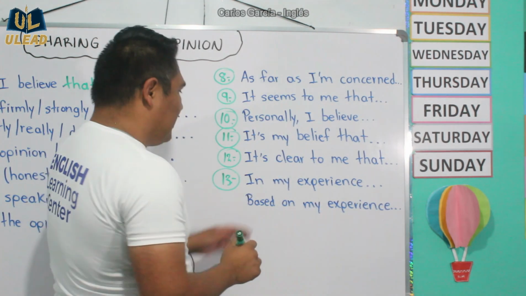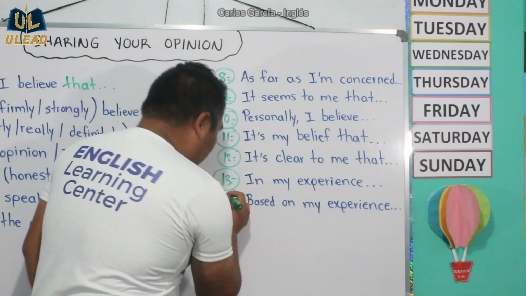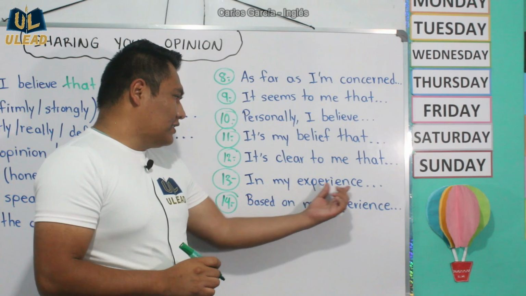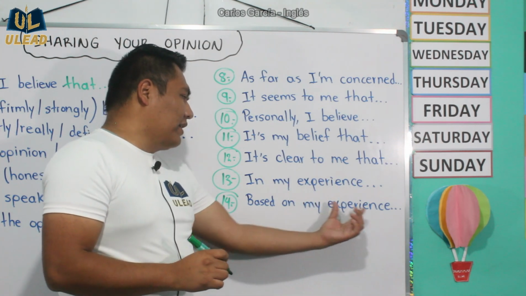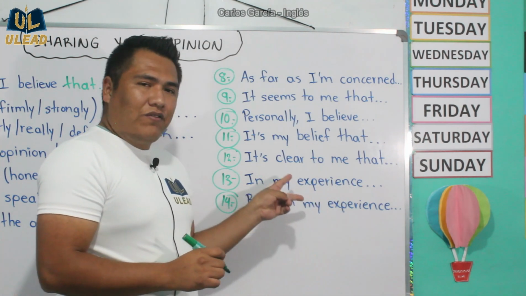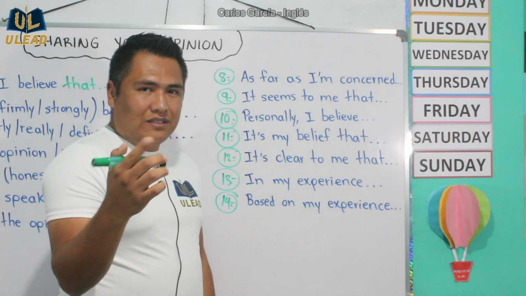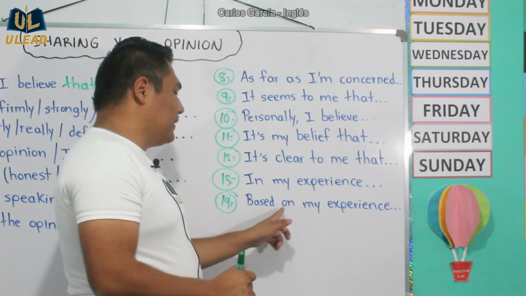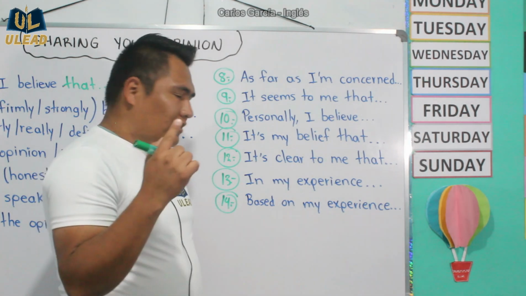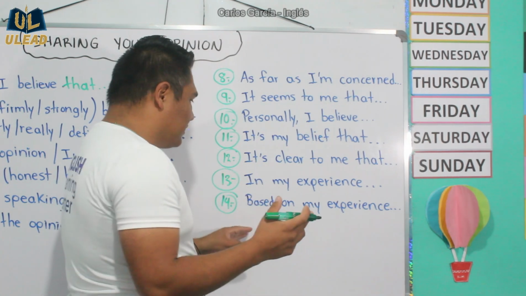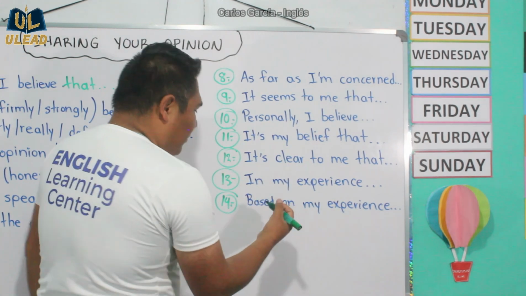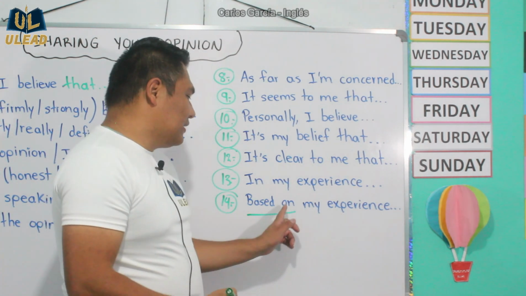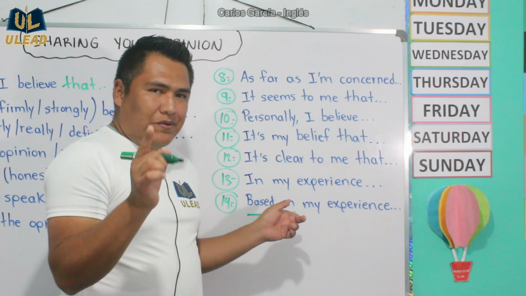13, in my experience. Well, 13 and 14, let's do both of them together. It's about the same thing. In my experience, based on my experience. They are both referring to your experience. So here you're using the word in, and here you're using the word based on. Now notice something very important, something that most beginners and pre-intermediate students have trouble with, using the expression based on, okay? It's not based in, remember that, okay?